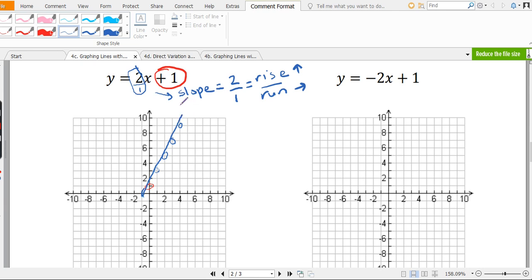Oh my goodness. Okay, I'm going to try that one again. Still not great. Ideally, it should be crossing each of those dots. Okay, but you get the idea. Now, same thing would apply here. This should be negative 2 over 1.